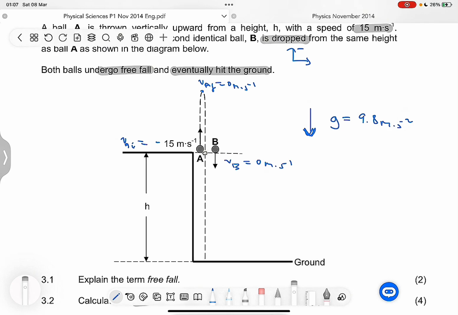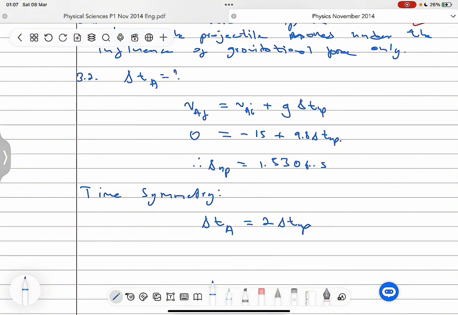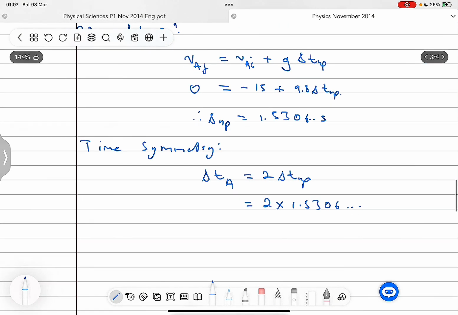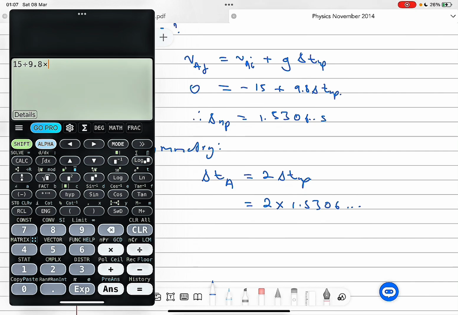So remember, when it's here, it's still in motion. It is just to go up and come down, then it will still go down. So we only want when it comes back here. Now this would simply mean that I'll take the 2 and multiply the 1.5306 and so on. Now this again would simply multiply this answer by a 2, then we get the time it takes for ball A to go up and down to be 3.06 seconds.